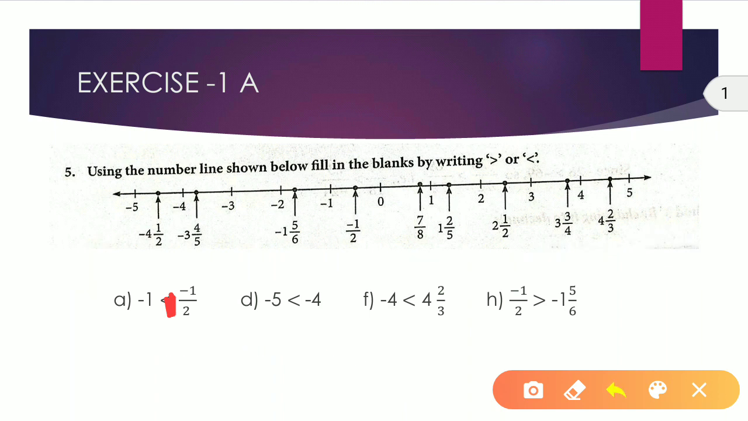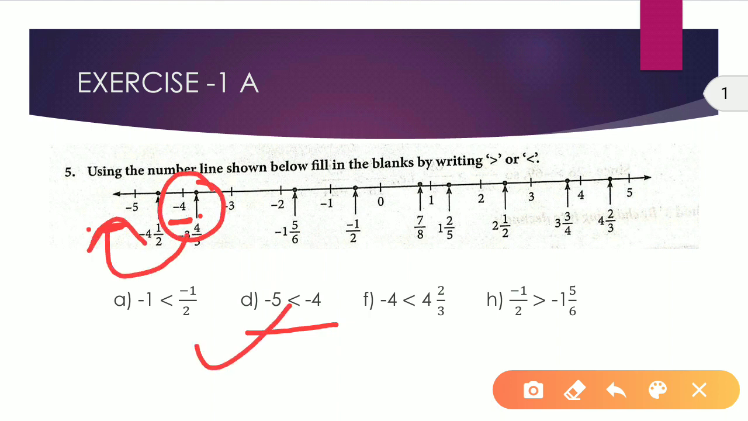Next question is question number D. I have left questions B and C, that will be your homework. Now question number D is -5 and -4. Where is -5? Here is -5. Where is -4? Here is -4. It is in descending order. Descending means greater to smaller, so -4 will be greater than -5.